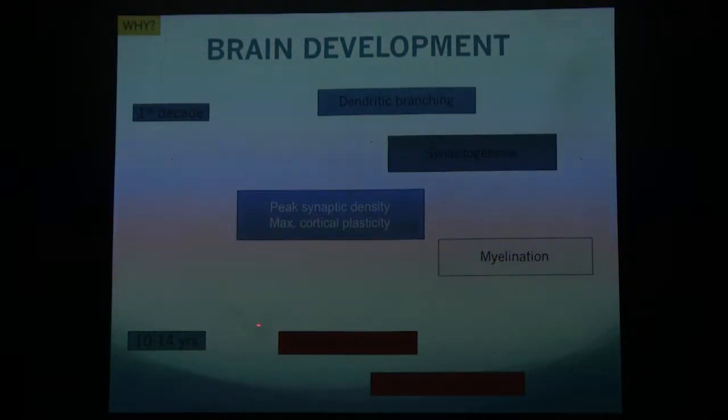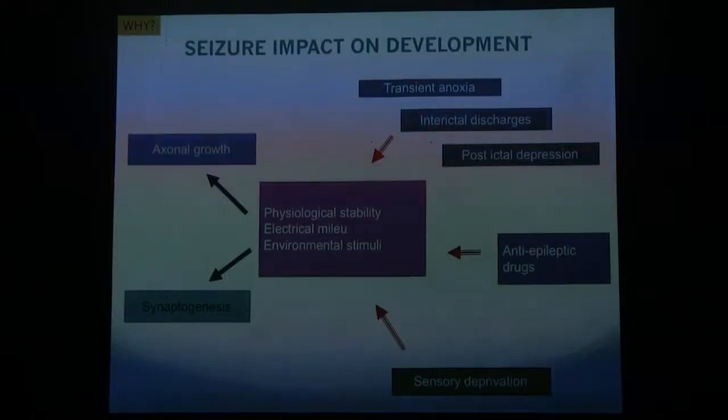And then in the second decade, you start losing some of the synapses that you don't really need, and even some of the cells that you don't really need. So this is how the brain develops. So how do seizures impact brain development? And this is why seizures in children should be treated aggressively.